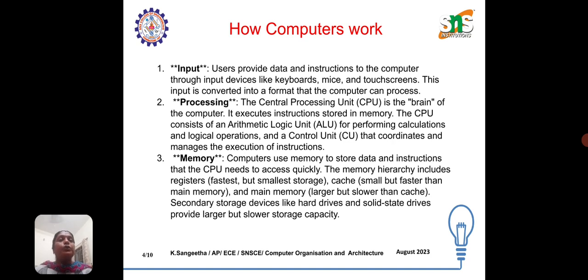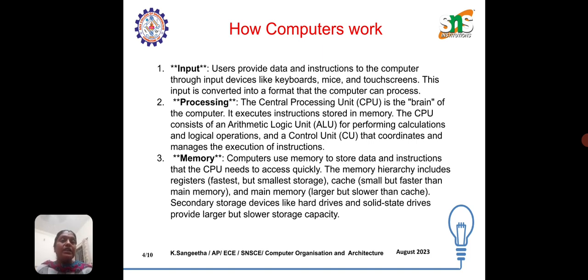And next we will move on to how the computer works. There are some fundamental units: input unit, processing, that is the CPU, and in the CPU memory is available, along with the arithmetic and logic unit. These are the main components of the CPU, and then the output unit. The input unit provides the data and instructions to the computer through input devices like keyboards, mouse and touch screens. Processing: the central processing unit is the brain of the computer. It executes the instructions stored in the memory.